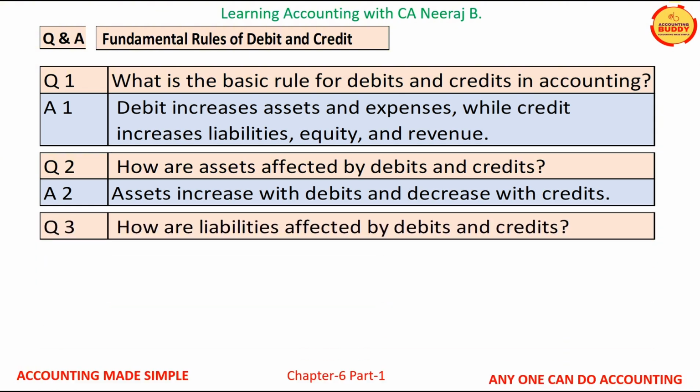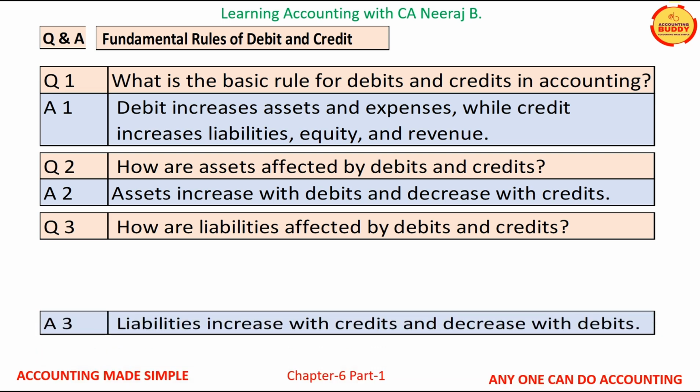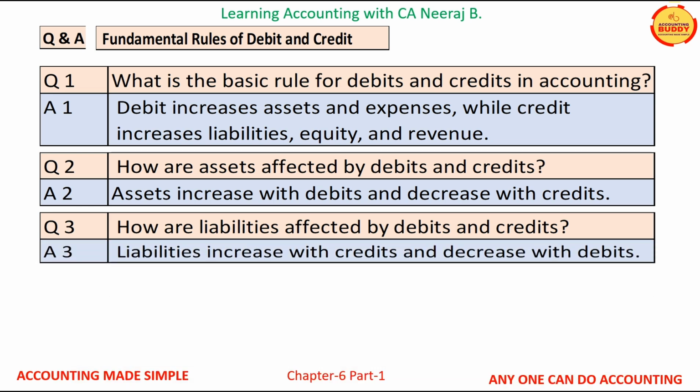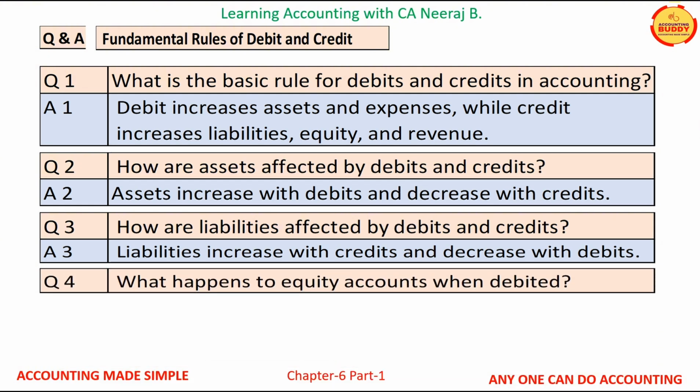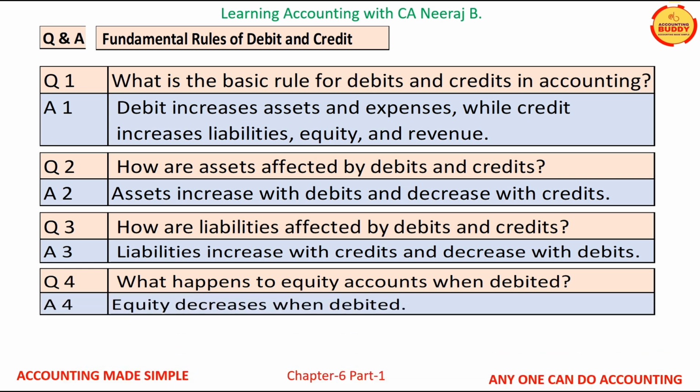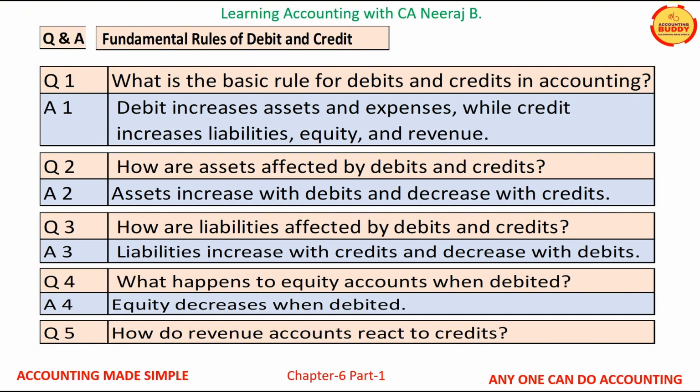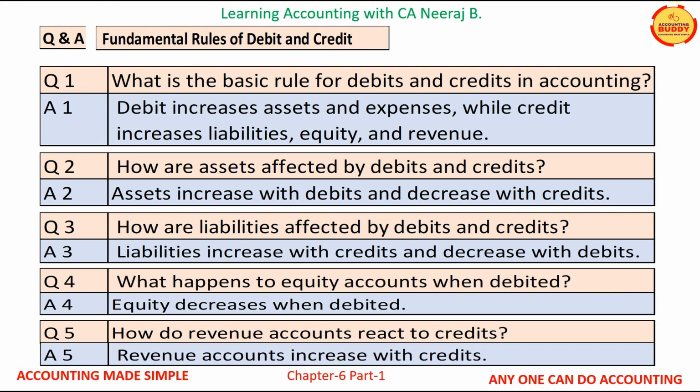Question number 3, how are liabilities affected by debits and credits? The answer is liabilities increase with credits and decrease with debits. Question number 4, what happens to equity accounts when debited? The answer is equity accounts decrease when debited. Question number 5, how do revenue accounts react to credits? The answer is revenue accounts increase with credits.